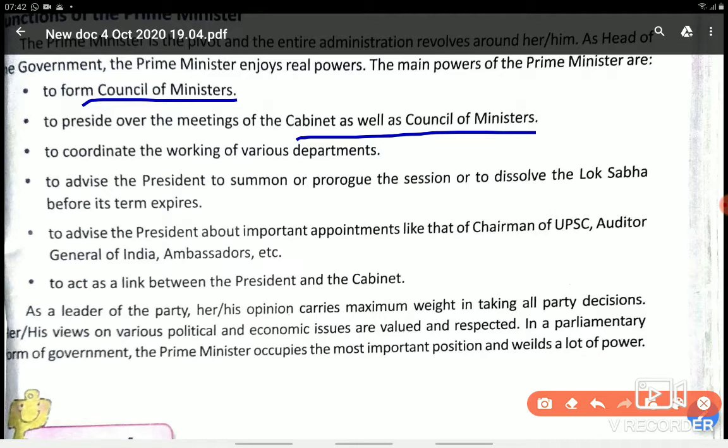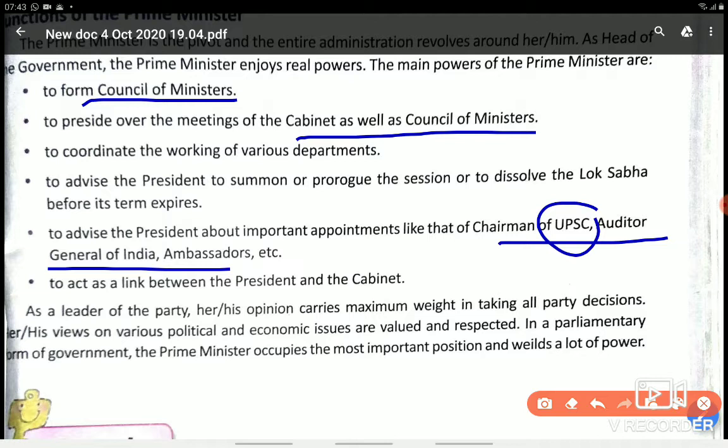He will also advise the President to summon or prorogue the session, or to dissolve the Lok Sabha when it is not in session. If he thinks that before 5 years the Lok Sabha should be dissolved, he will advise the President to dissolve it. He also advises the President about important appointments: Auditor General of India, Ambassadors, Chairman of the Union Public Service Commission. All the appointments will be done by the President, but on the advice of the Prime Minister.